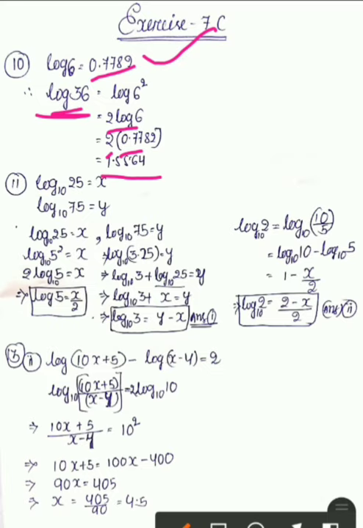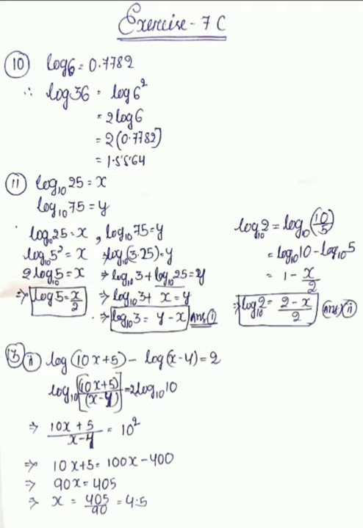Given log of 25 to the base 10 is equal to x. That's what I have solved here. You can write 25 as 5 square, and using the power law you can write 2 log of 5 to the base 10 is equal to x, and you can solve it as log of 5 is equal to x by 2. Now let's go to the second equation.